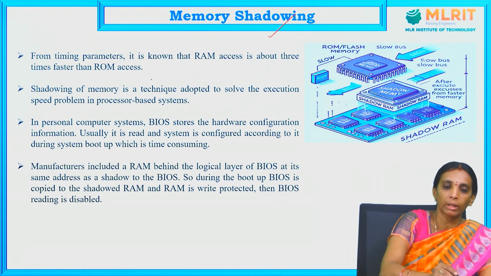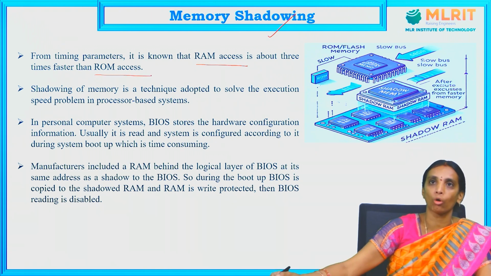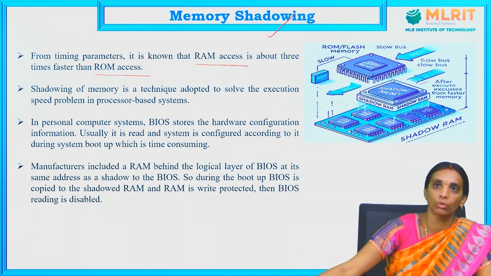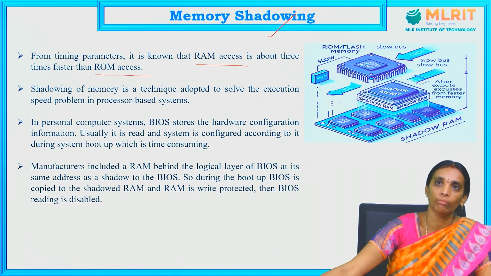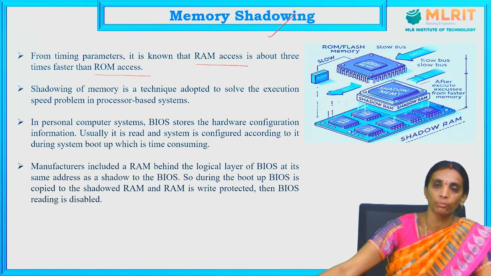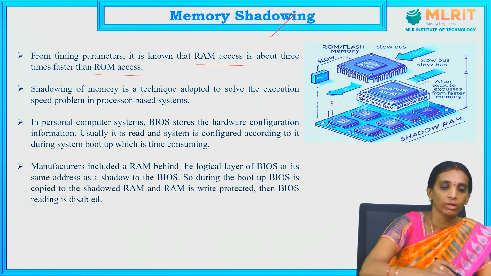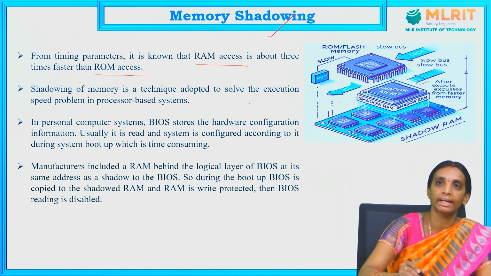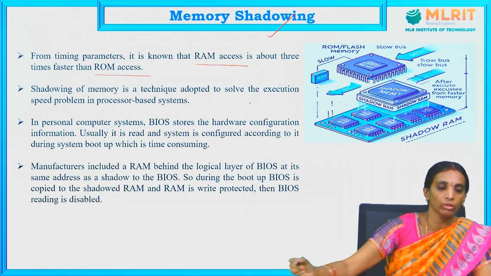For timing parameters, RAM access is faster than ROM access because ROM is read only, and RAM is random access memory. So for RAM, even though we are using serial data transfer, it will be faster compared with the ROM access. Shadowing of memory is a technique adapted to solve the execution speed problem.